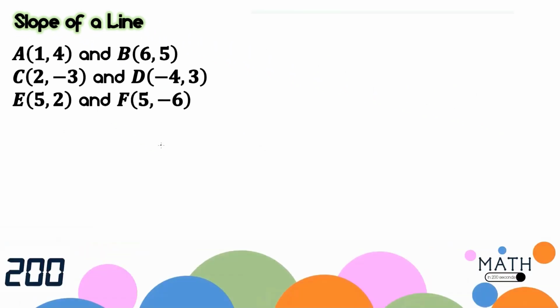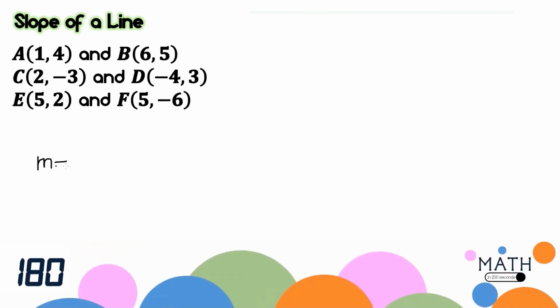Hello there! The slope of a line can tell us much about the line and its graph on the Cartesian plane. Each slope can be solved using 2 points. So we have here 3 pairs of points, A, B, C, D, E, F. We're going to solve for the slope of a line that contains them. The slope of a line is represented by m.